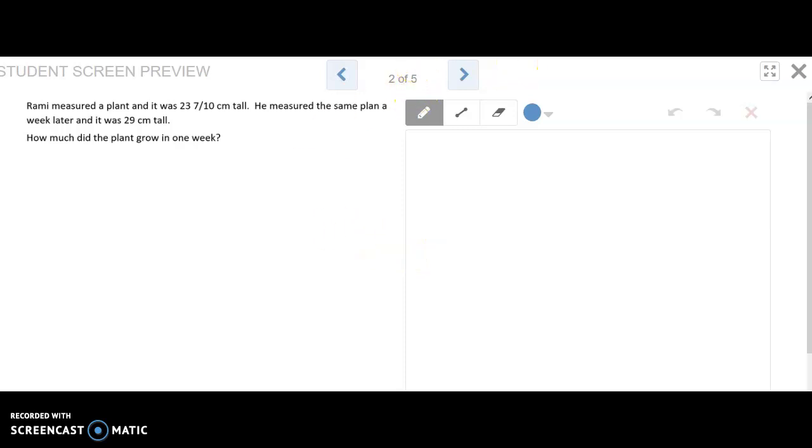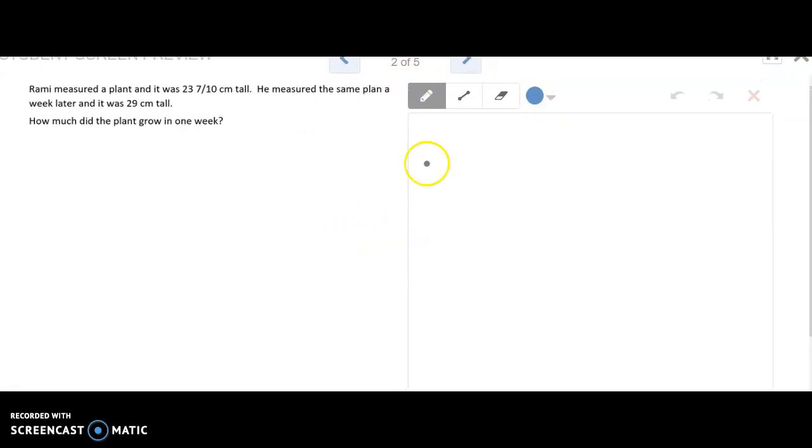Okay, boys and girls, let's take a look at question number 2 from today's Desmos work. Rami measured a plant and it was 23 and 7/10 centimeters tall. He measured the same plant a week later and it was 29 centimeters tall. How much did the plant grow in 1 week?